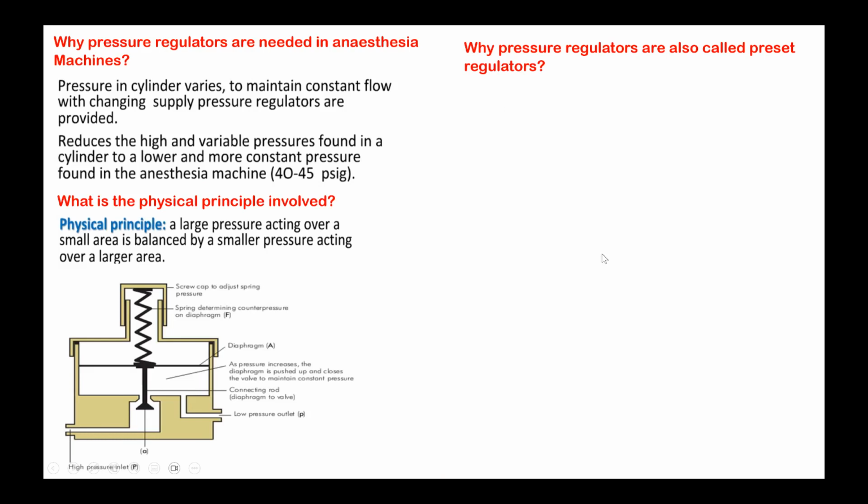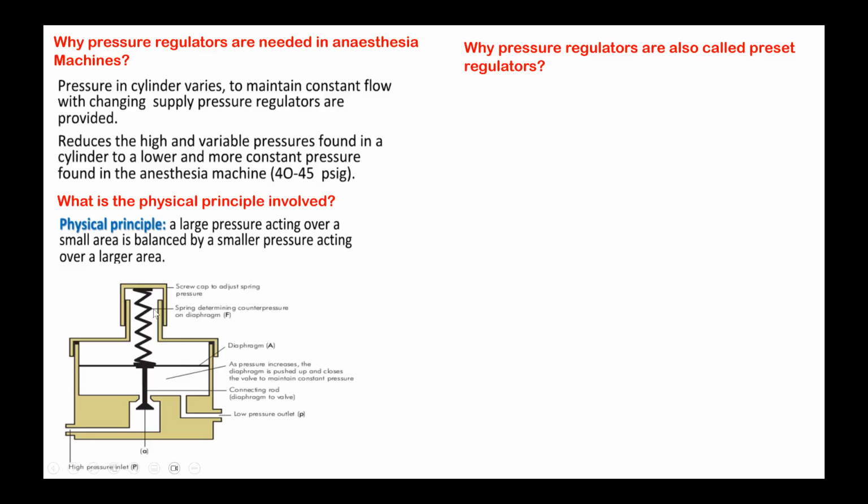So this is a very simple mechanism by which you can understand how the pressure regulator works. And why pressure regulators are also called preset regulators. Earlier they were all called pressure regulators. Now the modern pressure regulators are all called preset regulators. What is the reason? The reason is now it is fixed at a particular pressure. You can decide at what pressure you want to deliver the gases to the flow meter. So you can set it at that.